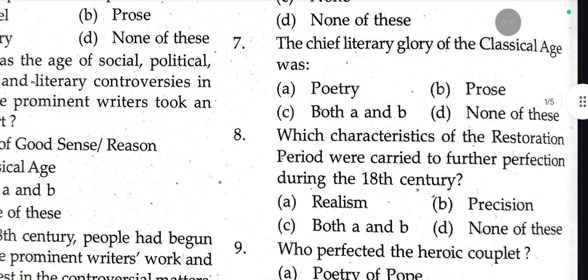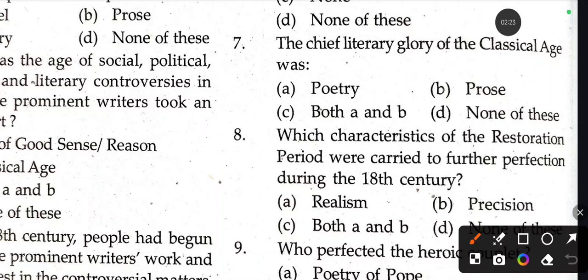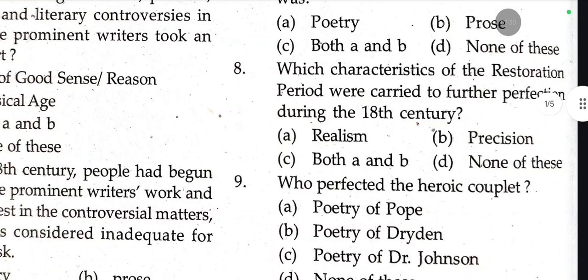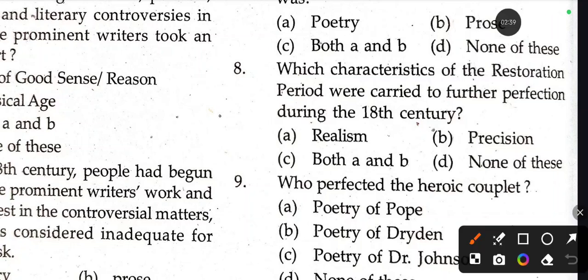Question number 7. The chief literary glory of the classical age was prose. Question number 8, which characteristics of the restoration period was carried to further perfection during the 18th century? The characteristics of restoration were both A and B. It means realism and precision.